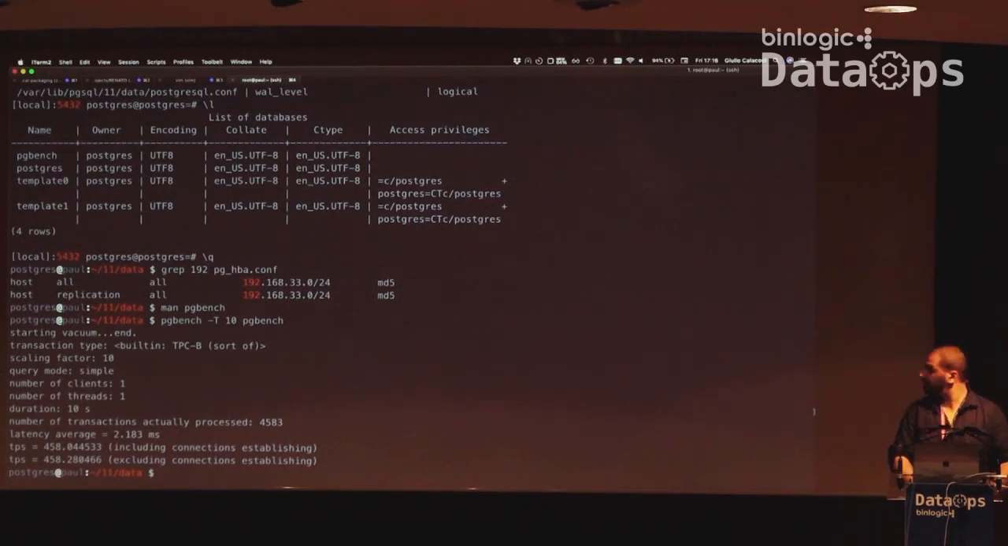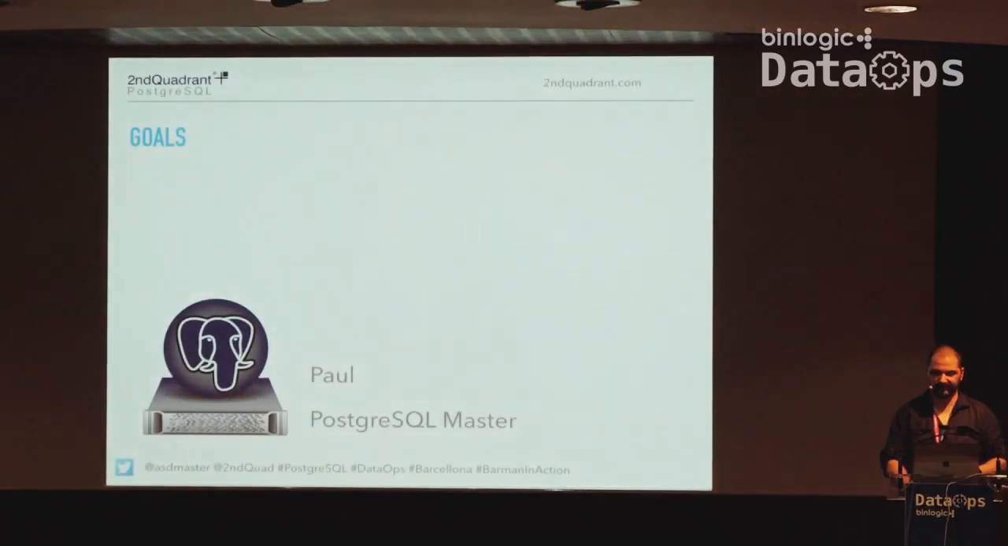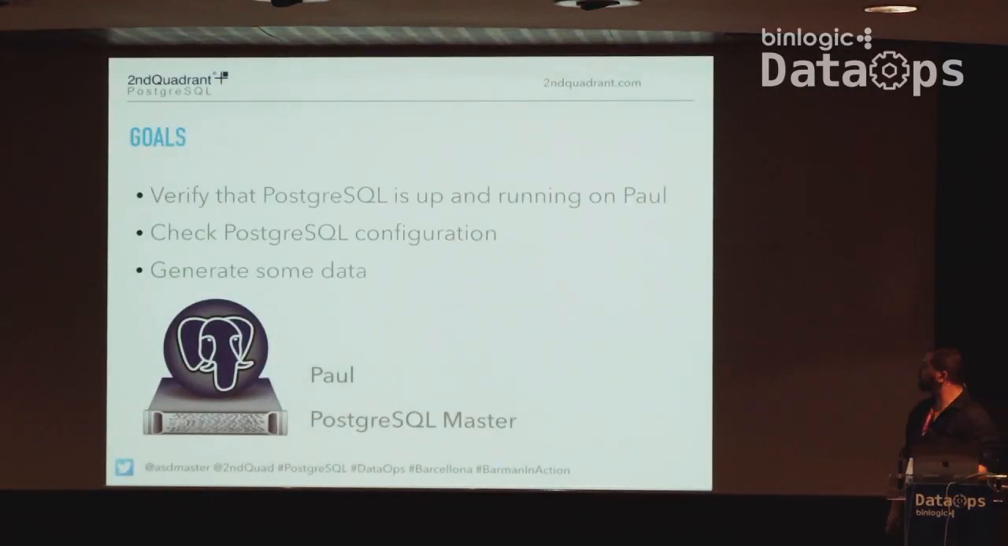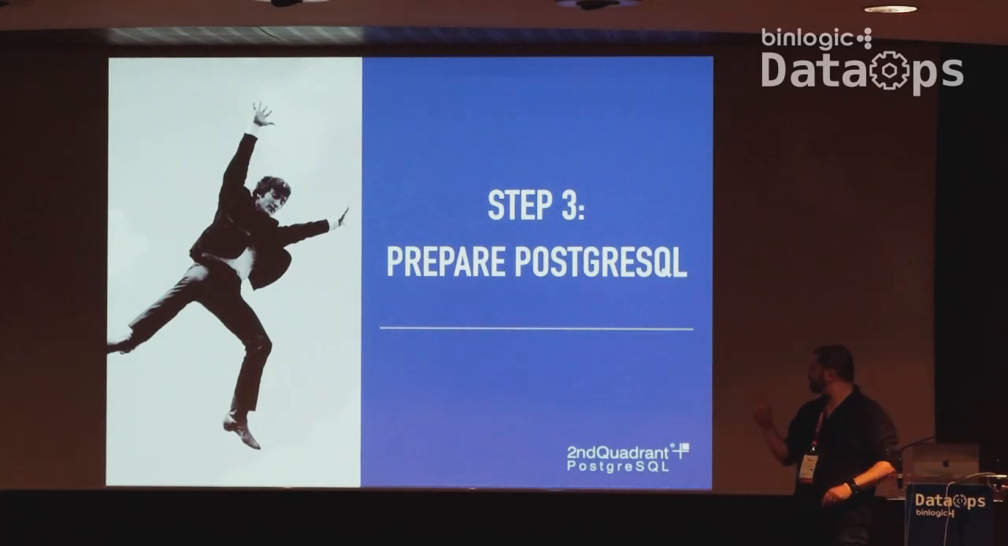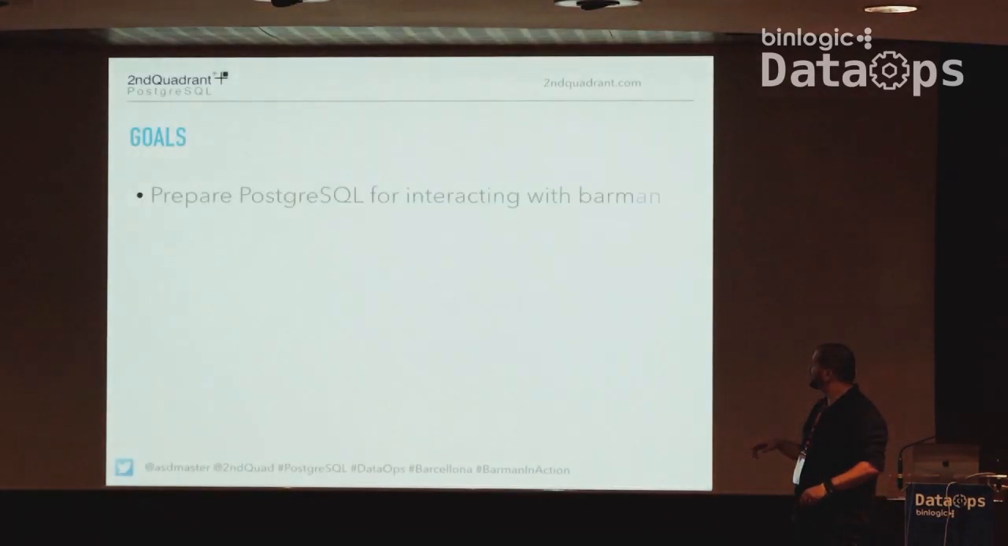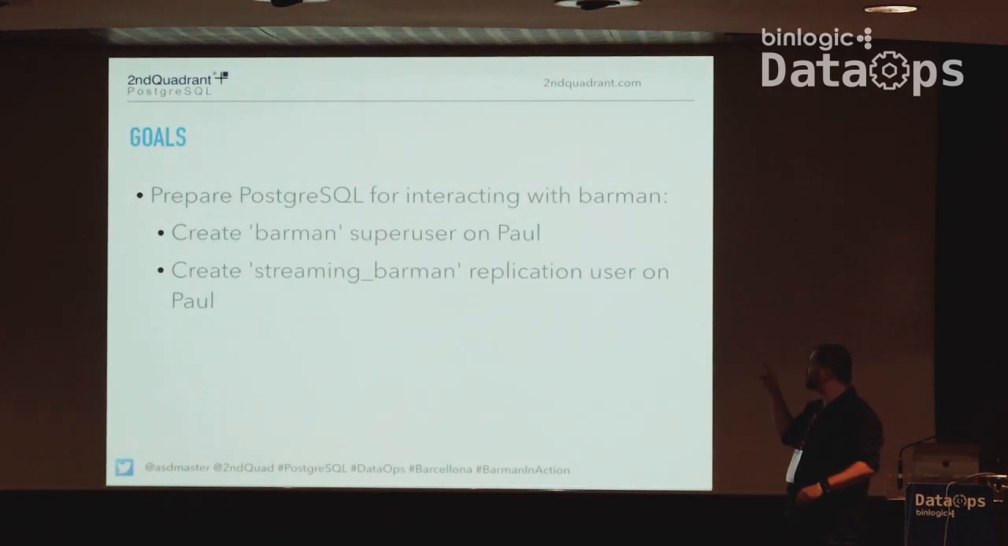I think we have basically said everything for checking that the cluster is working. So let's return here for a bit. Step 3, prepare PostgreSQL. We want to prepare PostgreSQL for interacting with Barman. We are going to create a Barman superuser on the server for the Barman connection, and a streaming Barman user that will be responsible for the streaming connection for the WALs.